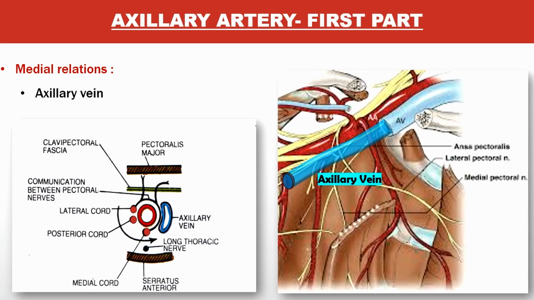So lateral and the posterior go laterally and above. Medial cord lies posteriorly here. This is your long thoracic nerve. This is the serratus anterior. Anteriorly you have the pectoralis major, and these are the two nerves here, that is the medial and the lateral pectoral nerve, and they are communicated through this. Okay? So there is a communication present here. This is the clavipectoral fascia.